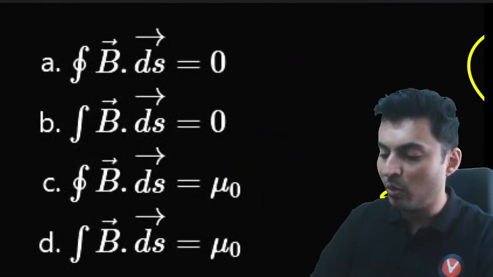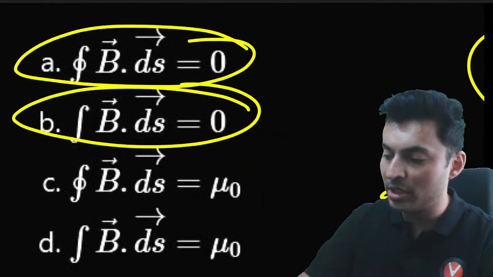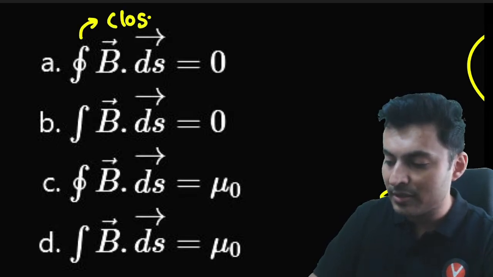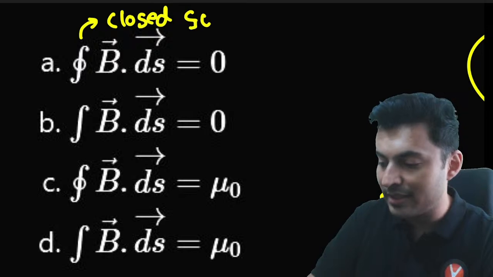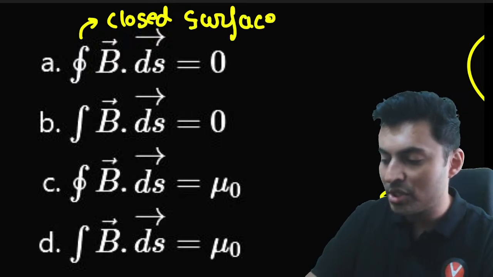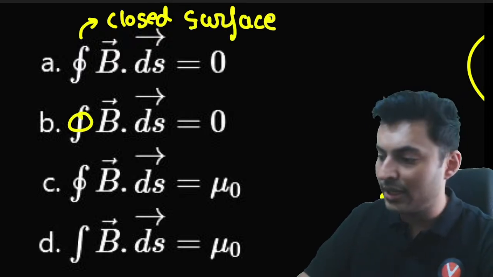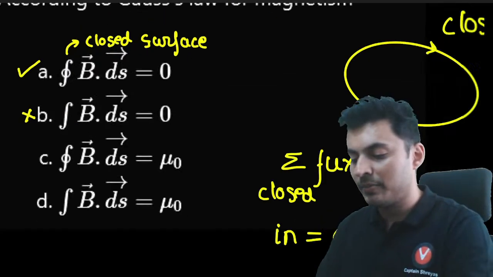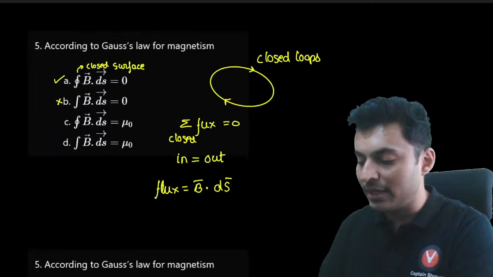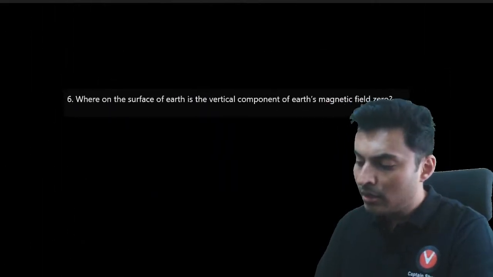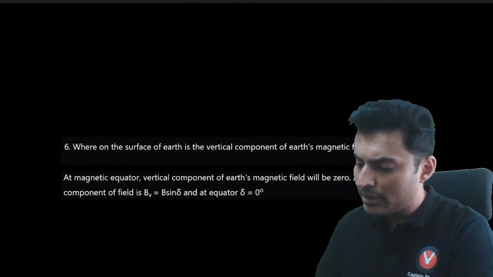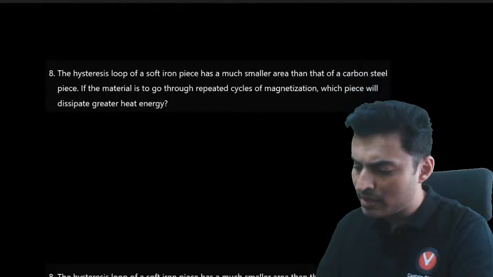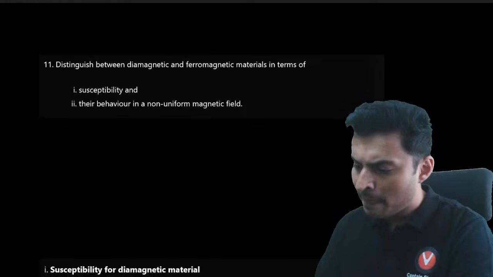Many people will think, what is the difference between option A and option B? Remember, this is a closed surface integral, whereas in option B, that symbol is not there. That is why it will be incorrect. This will be the correct answer. I hope this is very, very clear. Magnetic field due to earth is not there, so let's skip that part. Hysteresis is also not there.